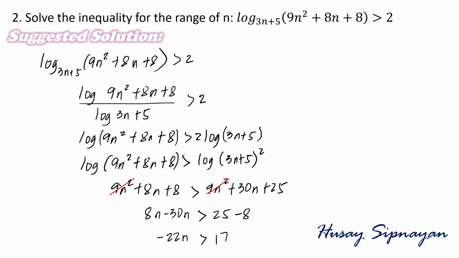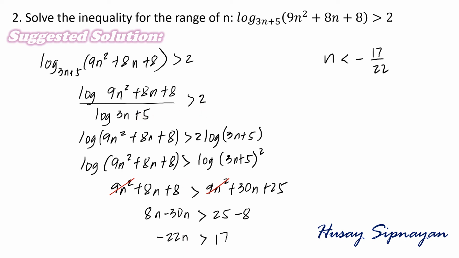Divide natin both sides of the inequality by negative 22. Magkakaroon tayo ng n is less than negative 17 over 22. So, all values of n less than negative 17 over 22 satisfies the inequality. However, in the denominator, meron tayong logarithm of 3n plus 5 or in the original inequality, ang base natin ay 3n plus 5. Ang logarithm of 3n plus 5 must be positive. Dahil kapag ang logarithm of 3n plus 5 ay negative, ang logarithm of 9n squared plus 8n plus 8 over logarithm of 3n plus 5 ay magiging negative or less than 0, and this is not greater than 2.